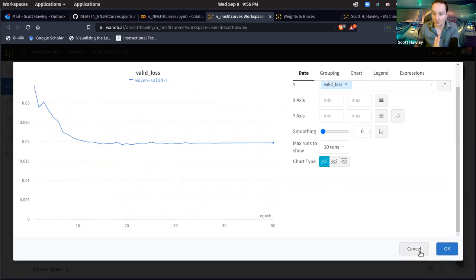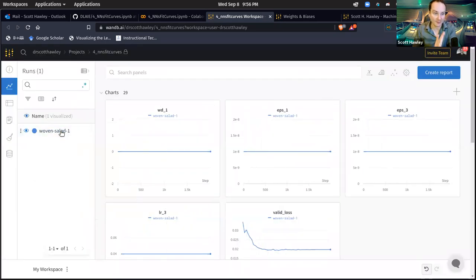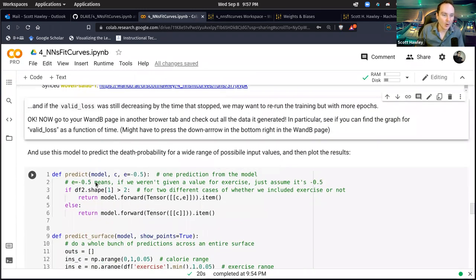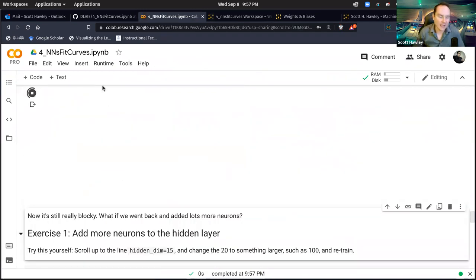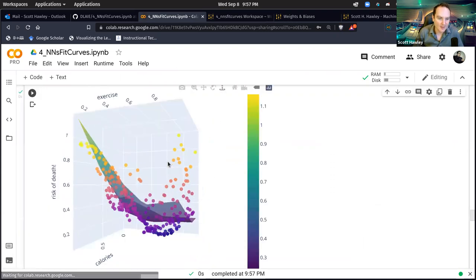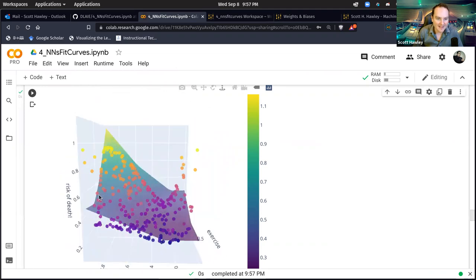All right, now we're going to change some stuff around. So this is where the WandB thing comes in. So that's Woven Salad. We're going to run it again. And one other thing. Let's take a look at how our model interpolates between these points. Those are our points, and now in a slightly different color, that's what our model does.